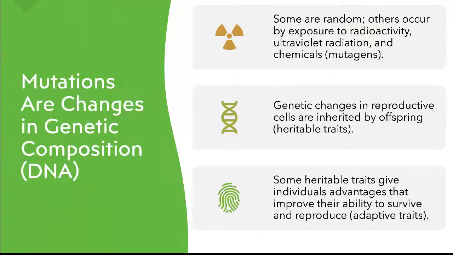Let's take a look at mutations again. Remember, mutations are changes in genetic composition or in our DNA. Some are random. Others occur by exposure to radioactivity, ultraviolet radiation, and chemicals called mutagens. Genetic changes in reproductive cells are inherited by offspring, and those are referred to as heritable traits. Some heritable traits give individuals advantages that improve their ability to survive and reproduce. Those are referred to as adaptive traits.